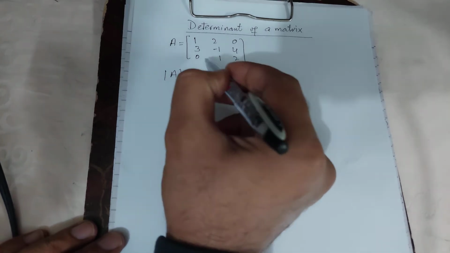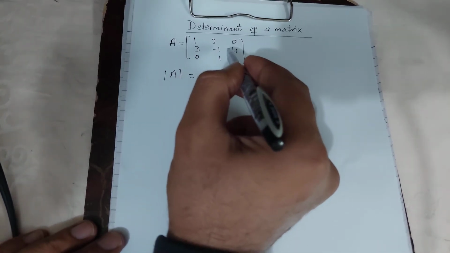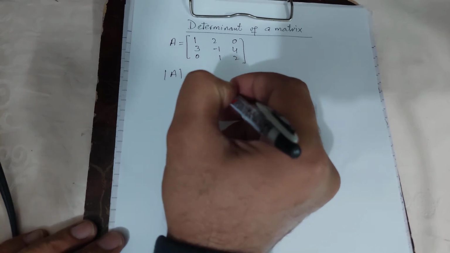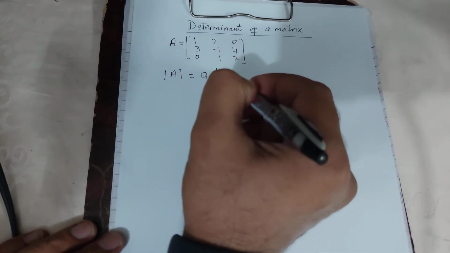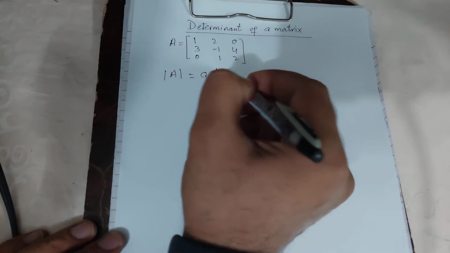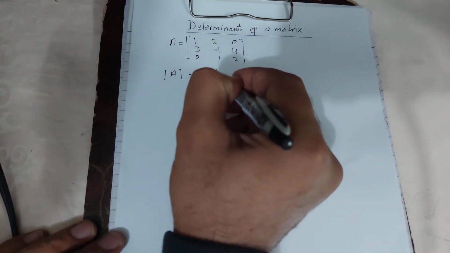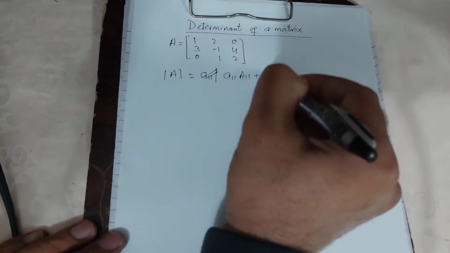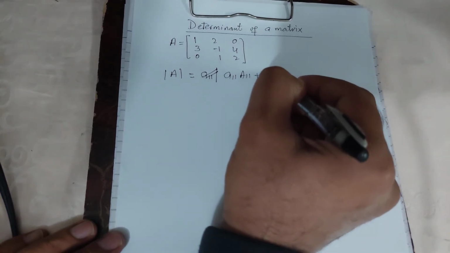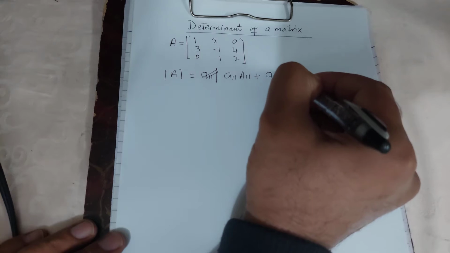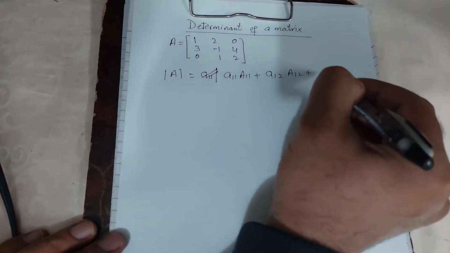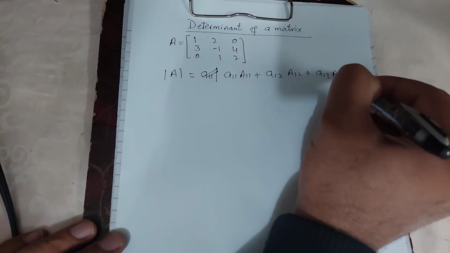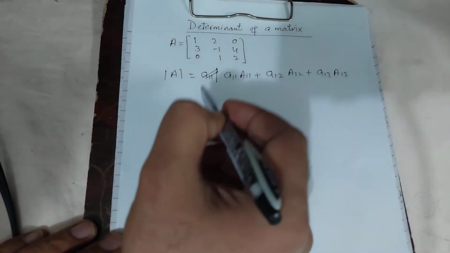If we are solving this determinant by the first row, then the formula will be the first element and cofactor of the first element, which is a11, and then the second element of the first row a12 and the cofactor of this element, plus the third element of the first row and the corresponding cofactor.